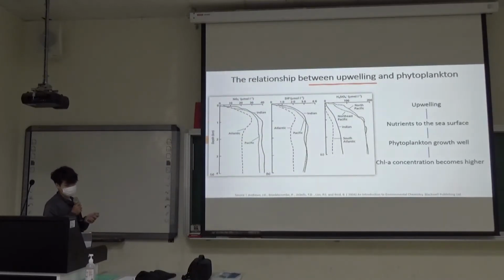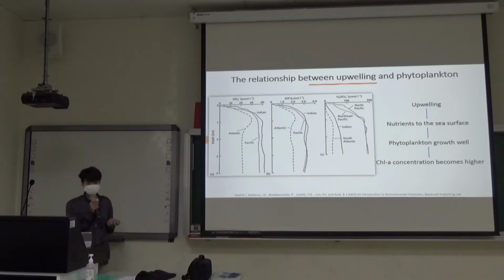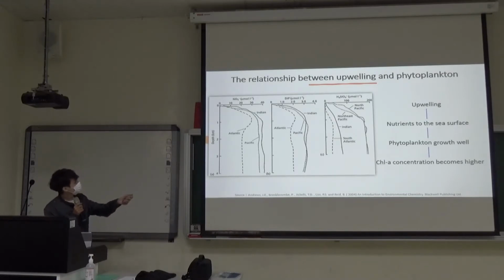The x-axis of this figure is the concentration of nutrients, and the y-axis is depth. Phytoplankton need nutrients to grow. So in the case of upwelling, nutrients are brought to the sea surface to provide for phytoplankton, and the chlorophyll A concentration becomes higher.